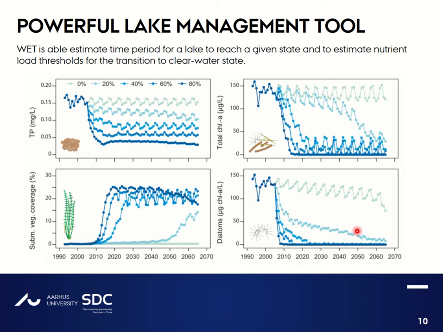Therefore, we simulate 5 different nutrient load reductions from the period 2001 to 2005 for Lake Hinge, with a baseline with no external nutrient load reductions in the lightest blue and an 80% reduction in the darkest blue, as we can see for total phosphorus, total chlorophyll A, submerged vegetation coverage, and the diatom biomass as well. As expected, higher reductions in nutrient loads result in a decreased phosphorus and chlorophyll A concentration, and in contrast, the submerged vegetation benefits from the reduced nutrient loads and increases in coverage.